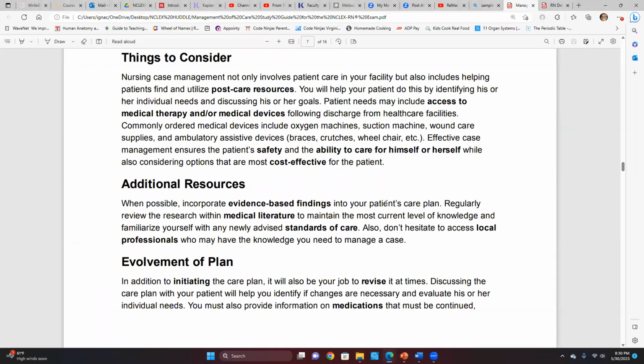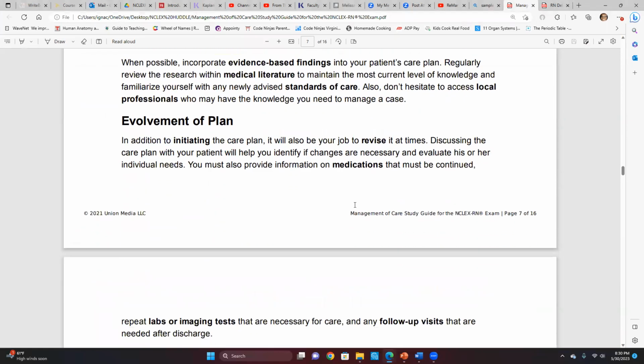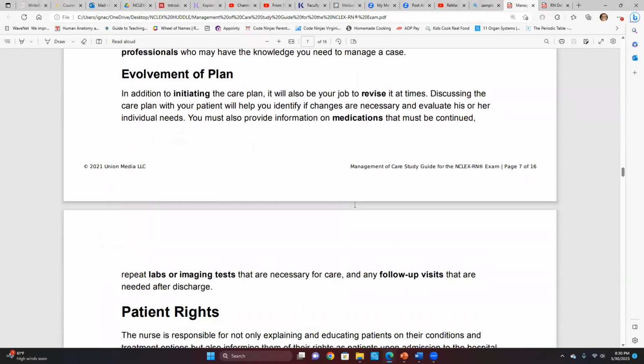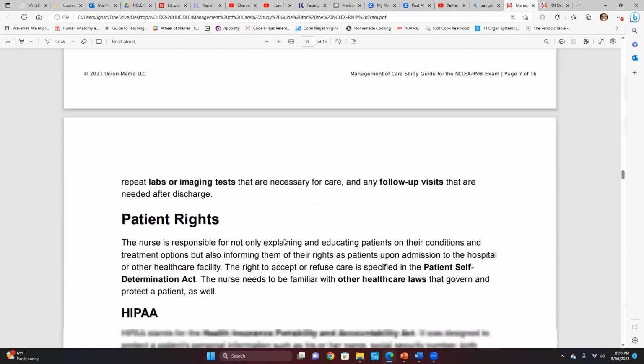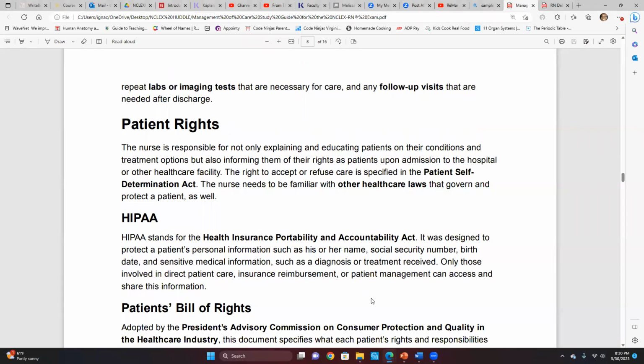All right, so additional resources. Initiating the plan of care is of course what the RN does. And remember, we're always using our nursing process. We're always thinking in terms of ADPIE. That's going to be important, right? Your assessment, your nursing diagnosis, your planning, your intervention or implementation, and then evaluation. That's really important to never lose sight of.